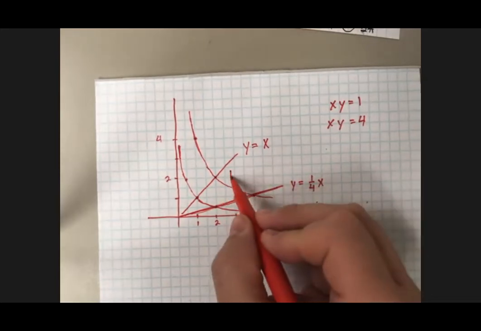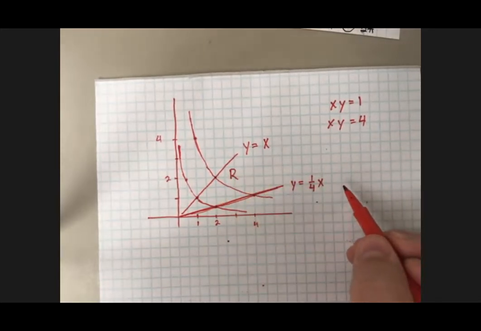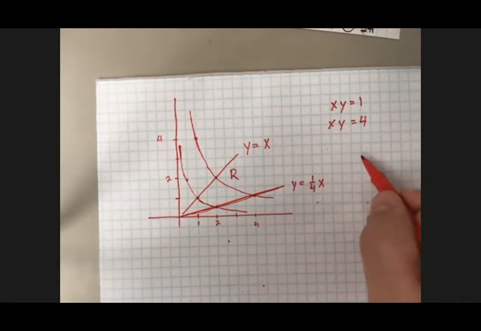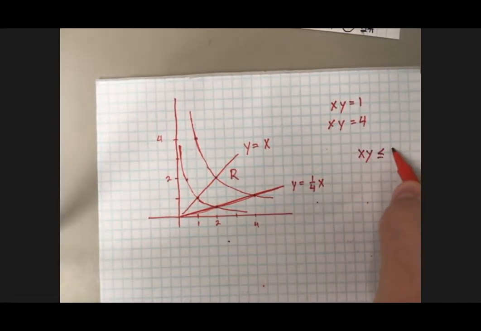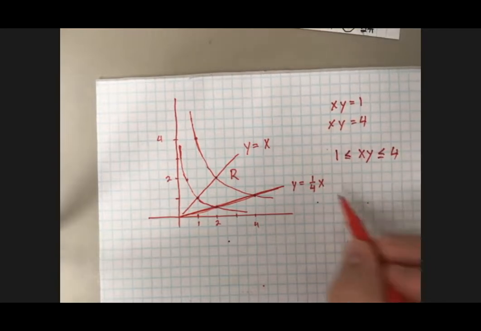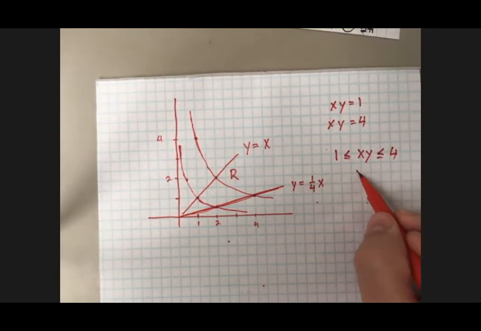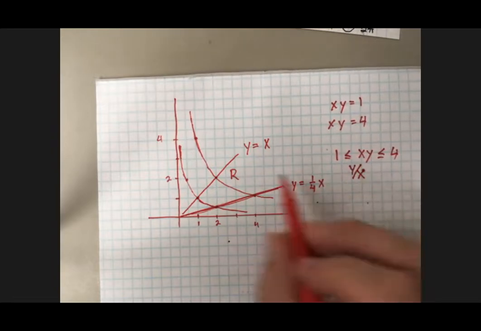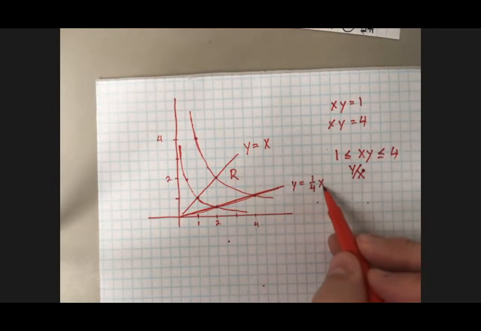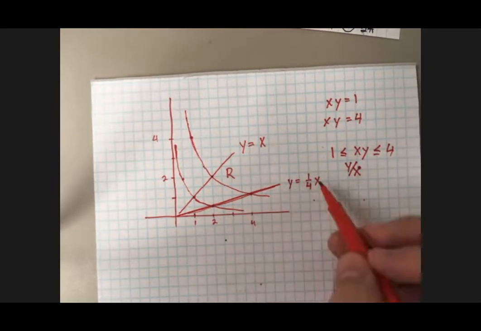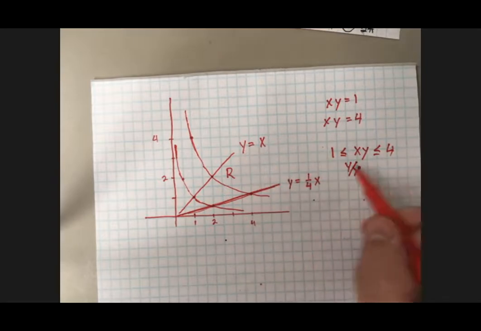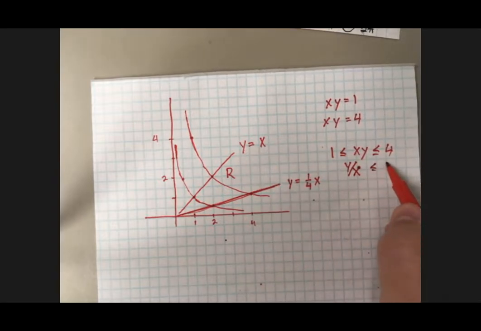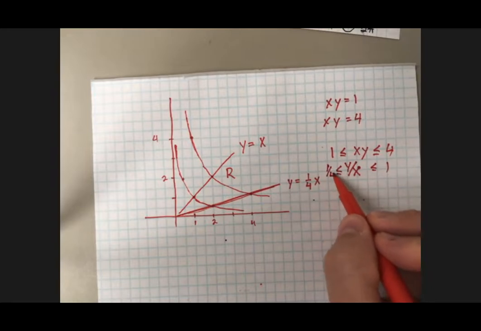I could make it goofier, but this is goofy enough to start with. Let's let x times y range from 1 to 4. And let's let y over x, look at this line, y equals x, y equals 1/4 x, what do they have in common? They're both straight lines through the origin, but what I have is a ratio of y to x equals 1 here, and a ratio of y to x equals 1/4 here.